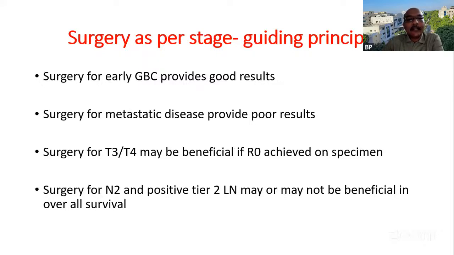So every cancer, we expect surgery as per stage. In gallbladder cancer, we have some ideas about this. Surgery for early gallbladder cancer provides good results, that we know. And surgery for metastatic disease provides poor results, that also we know. So there may be a role of R0 resection if it can be achieved in T3 and T4 tumors. And if the nodes go N2 and beyond, the benefit is a little doubtful.